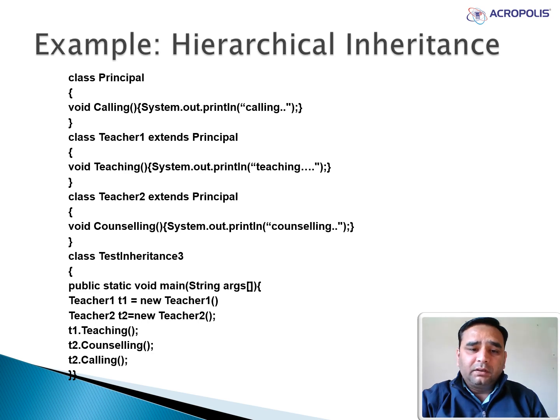The task of one teacher is teaching, and the task of another teacher is counseling. In the test class we have created the objects of teacher 1 and teacher 2, and with the help of teacher 1 and teacher 2 we are calling the methods of teaching and counseling. With the help of the teacher 2 object we are calling the method of the principal class also. So this is an example of inheritance.